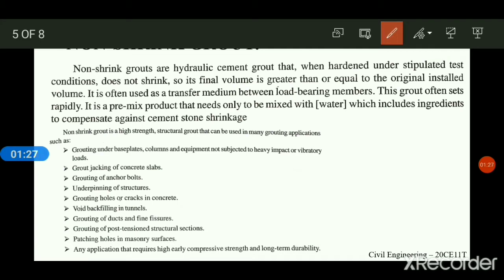It is a hydraulic cement grout. When hardened under the stipulated conditions, it will not shrink, so its final volume will be greater than or equal to the original installed volume. It is often used as a transfer medium from load bearing members, often sets rapidly. It is a pre-mixed product that needs only to be mixed with water, which includes ingredients against cement stone shrinkage.